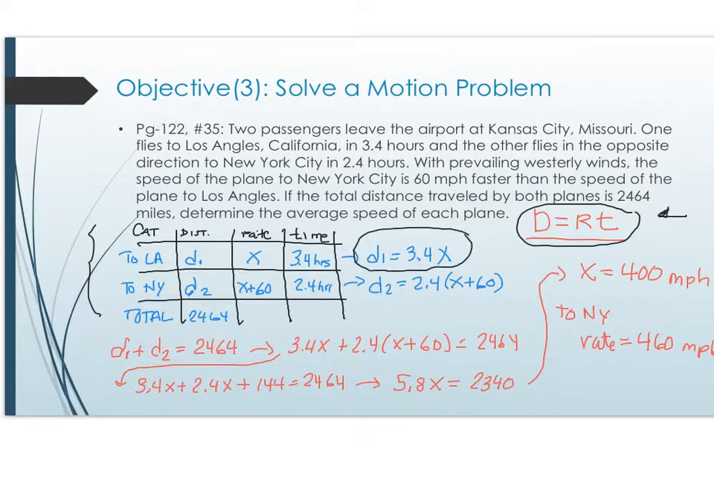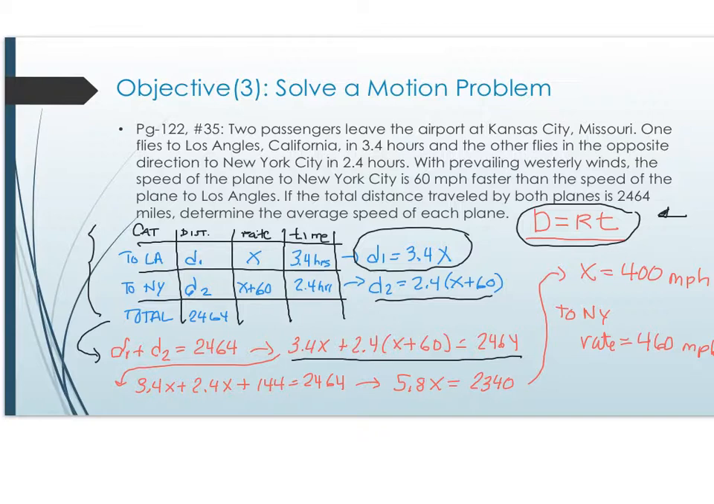So we end up with two formulas from our columns. D1 is equal to the rate times the time, or the time times the rate. In this case it's 3.4x. And for New York, D2 is equal to 2.4 times (x plus 60). Now we notice from the total column we get D1 plus D2 is equal to 2464. So we just plug in the numbers for D1 and D2 into the formula, and we get this portion of the formula after we plug it in.